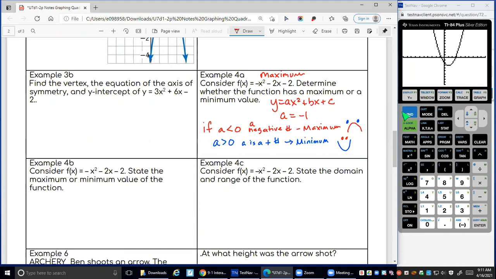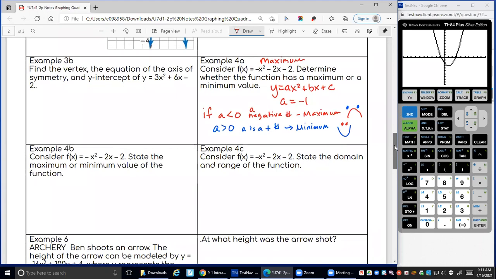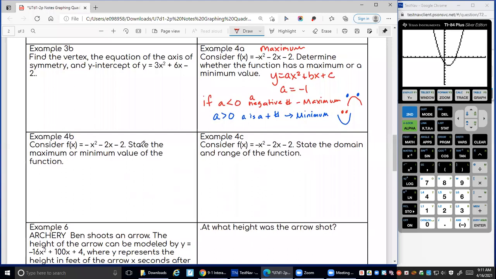Okay. Let's go ahead and look at 4b. We're still looking at the exact same quadratic here. It says determine whether this function has a maximum or minimum. We did that. Ooh, and I believe there is a little bit of a typo here. Wait, state the maximum. Oh, no, it's not. They actually want to know what is the maximum or minimum value, okay?